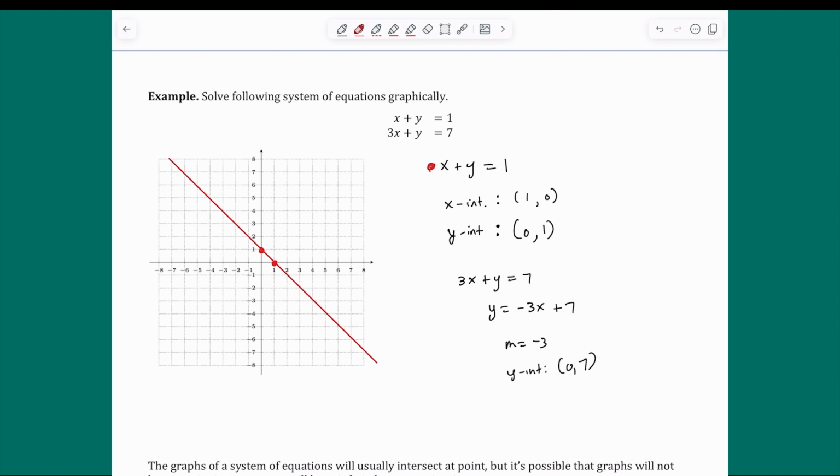Okay, and then let's go ahead and plot the line 3x plus y equals 7 in blue. So we have an ordered pair at (0, 7), and we have a slope of -3. So down 3 over 1, down 3 over 1, down 3 over 1, and so forth. And if we graph the line, it looks something like that.